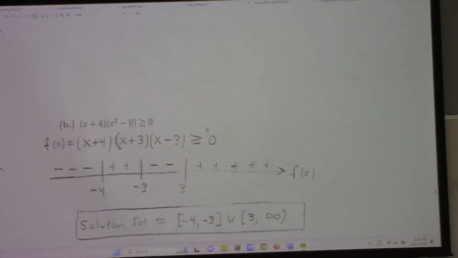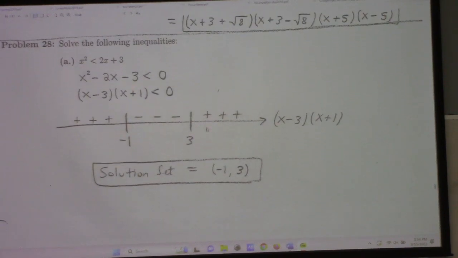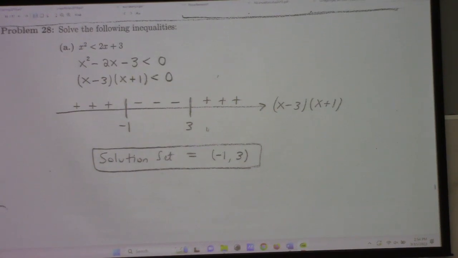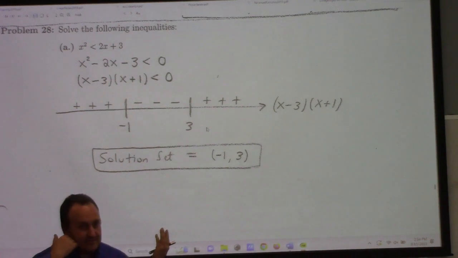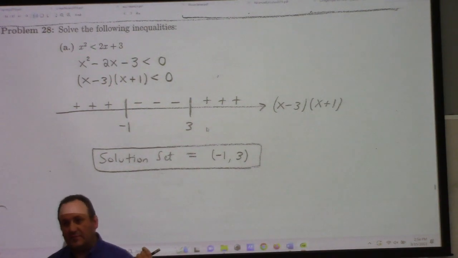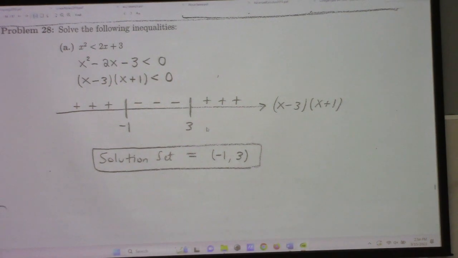So in these problems, problem 28, right? We cannot solve these just by, if your solution doesn't have a number line, you're wrong. It's just as simple as that. You must write the number line with the pluses and minuses for credit. Okay? Do we understand? You must write the number line with pluses and minuses for credit.